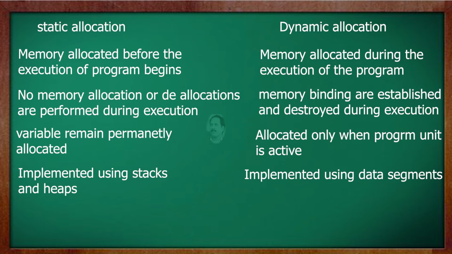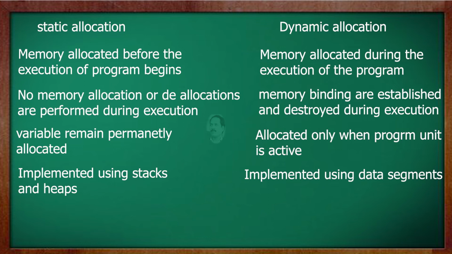Now look at dynamic allocation of memory. Memory is allocated during the execution of the program. When the program is executing and we need memory, it has to be done using dynamic memory allocation. Next, memory bindings are established and destroyed during the execution. That is the example of memory allocation and deallocation: binding of memory is established, and after its usage it has to be destroyed. This is done during the execution of the program, which is not found in static memory allocation.